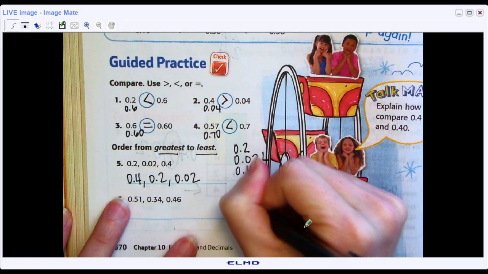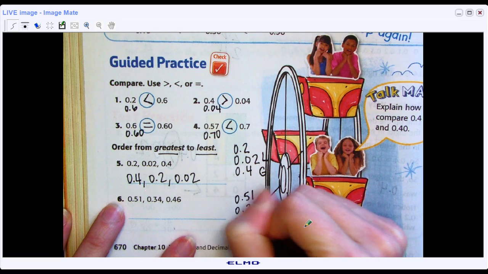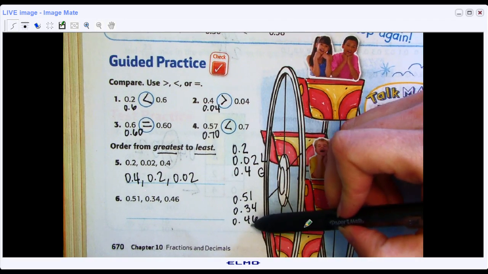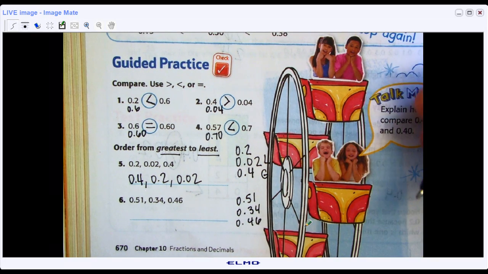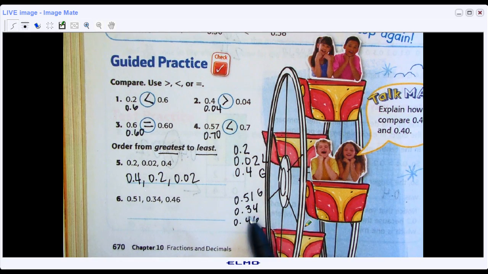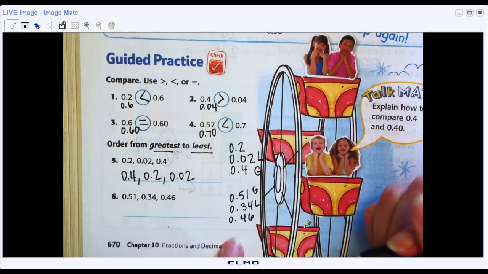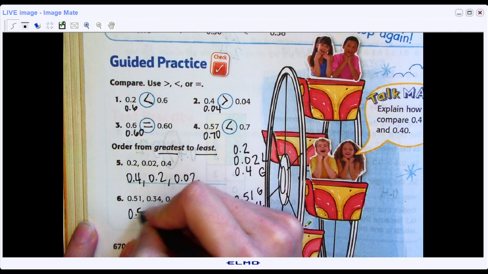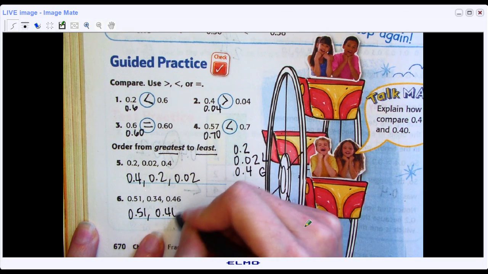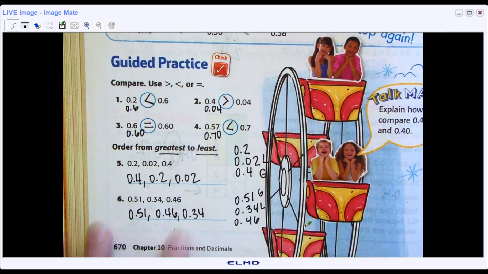And then same thing, let's do that very last one. So we've got 0.51, 0.34, and 0.46. So 5, 3, and 4, 5 out of those 3 numbers is the greatest, G. And then between 3 and 4, 3 is the least, so that has to be the least. So it should go 51/100ths, 46/100ths, and 34/100ths, just like that.